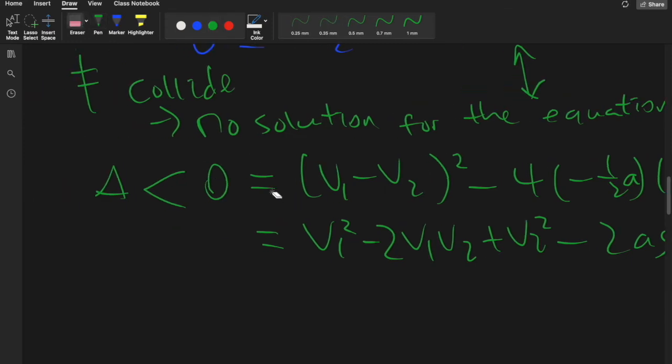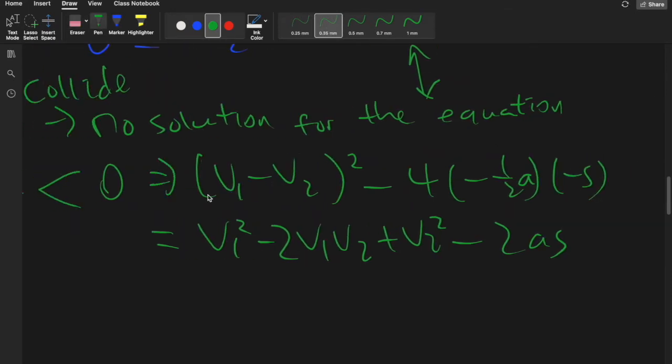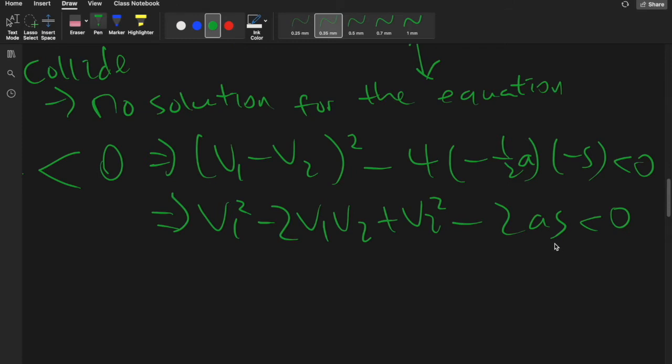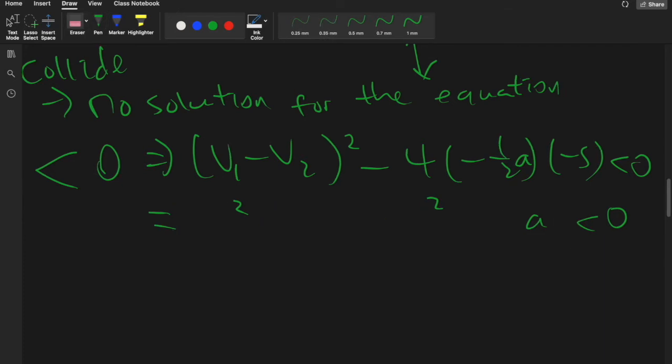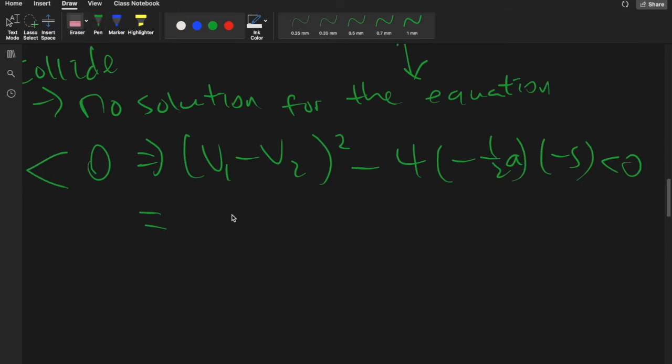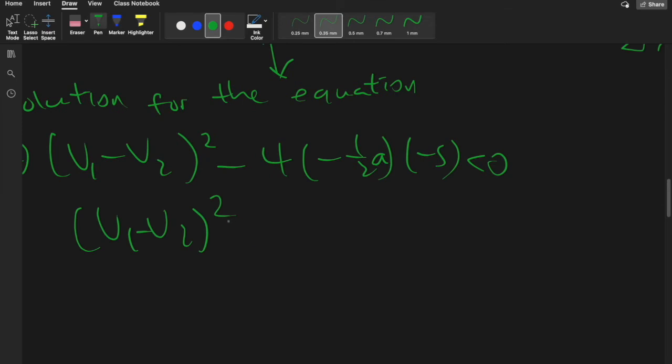Oops. Here should not be. Less than 0. Now, actually you don't even need to simplify this equation. That's just doing extra work. So (v1 minus v2) squared minus 2as is less than 0.